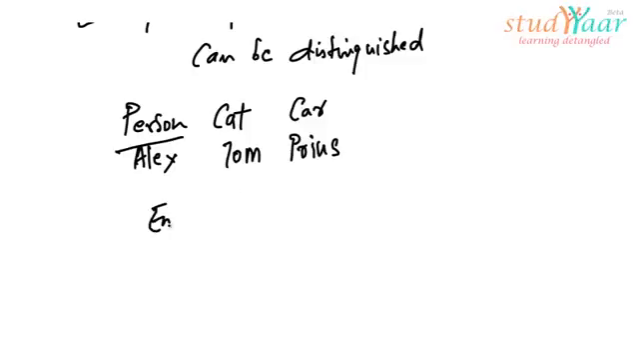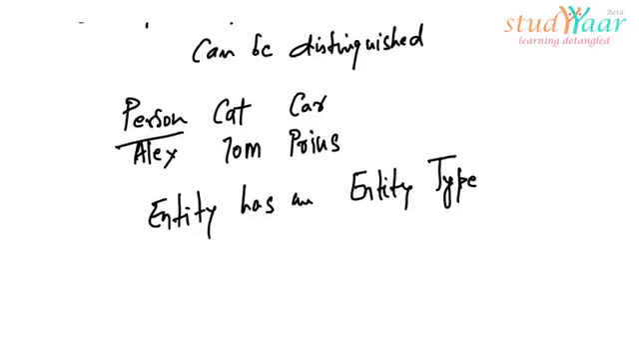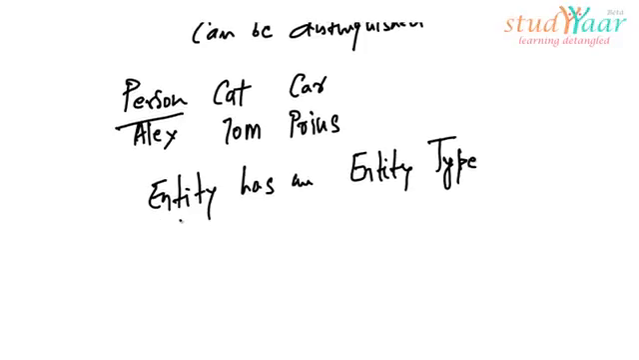An entity has an entity type. An entity type is basically a specification of that entity. It determines what the characteristics of that entity are. The other thing that we have to understand here is an entity has different characteristics, right? And these characteristics are called the attributes of the entity. Attributes are characteristics.